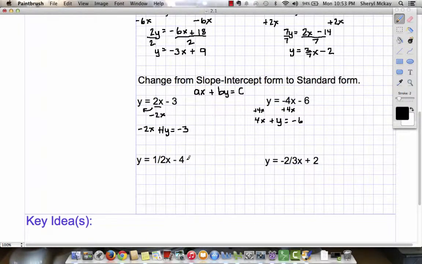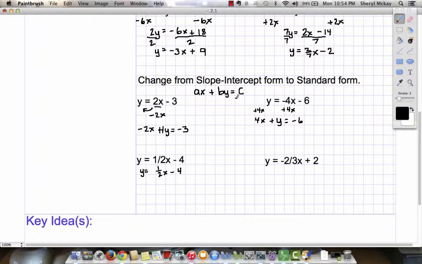This next one is a little bit trickier. Notice that this is a 1/2 x. I'm going to rewrite it so you can see it as y equals 1/2 x minus 4. Now, when you look at our standard form, it has ax plus by equals c. And here's something that's a little bit tricky about standard form. We don't really want the a to be a fraction. We want it to be a constant.